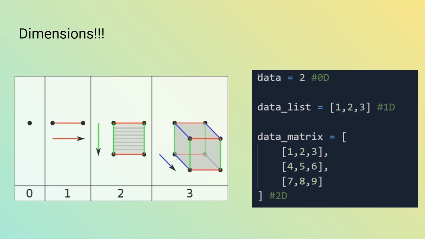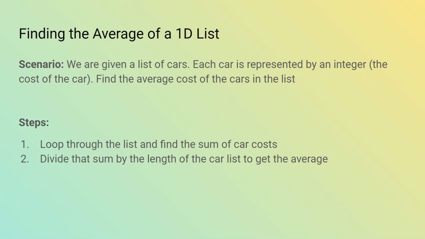Okay, so we're here and we're asked to find the average of a 1D list. This is just a quick little problem to get you thinking, right? So we're given a list of cars, and each car is represented by an integer, the cost of the car. Find the average cost of the cars in the list, right? And how do we find the average? Basically, it's the sum of the list divided by the length of the list. This is something you should be able to do. This is actually one of your problems in the problem set, so I recommend that you try to do it on your own, and we'll give you the answer later on in the video.